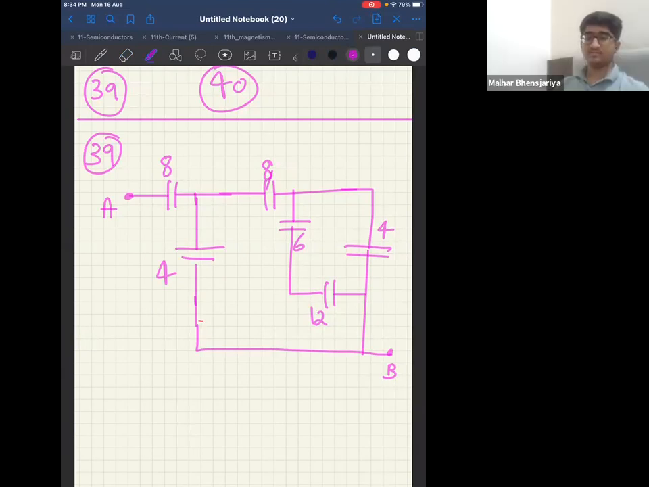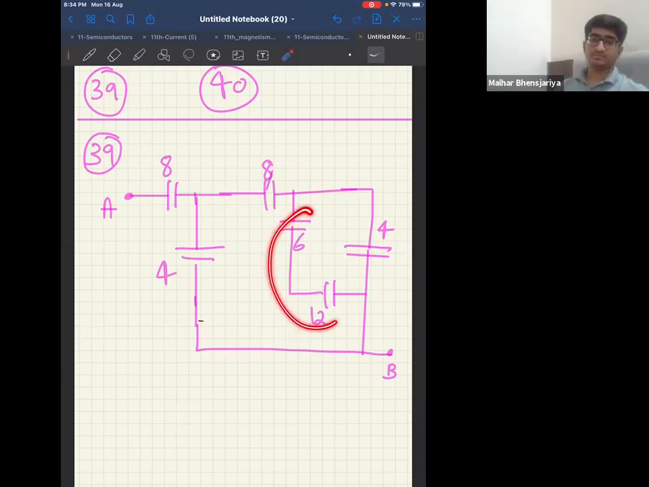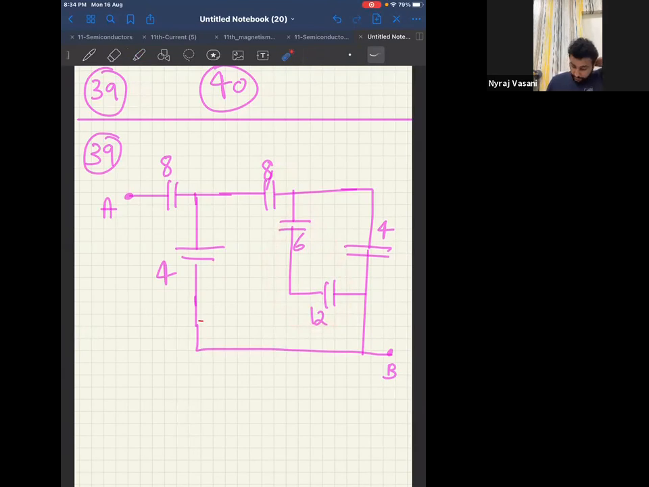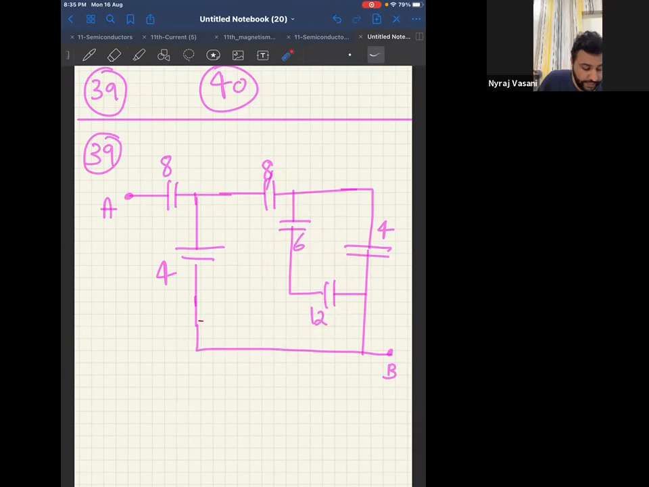6 and 12. Which one? 6 and 12 are in series. What is the series combination of 6 and 12? 12 by 3, that is 4. Can I say that will also be 4? Therefore, can I erase this and also write this as 4? Then what else can I do?